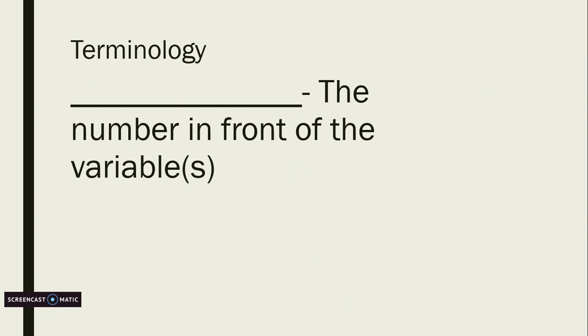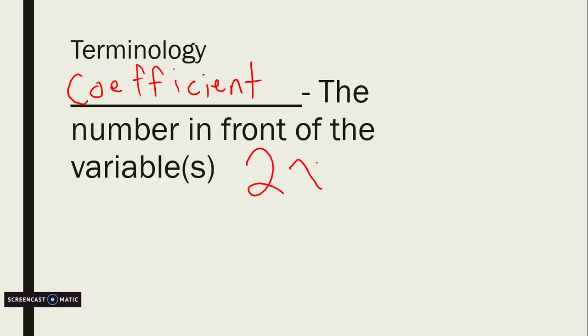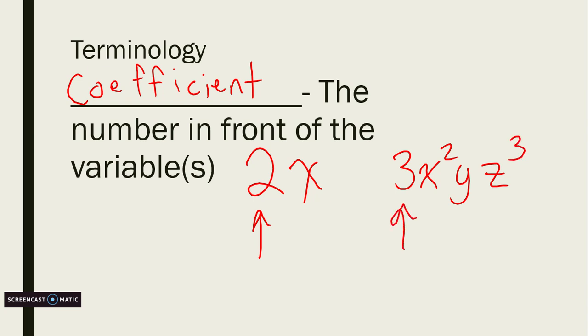Next, we have a coefficient. A coefficient is the number in front of the variable. That should be fairly familiar to you. So in 2x, that's the coefficient there, the 2. In 3x squared yz to the third, 3 is the coefficient. It's the number that is in front of the variable or variables. Okay, so those are your examples there.